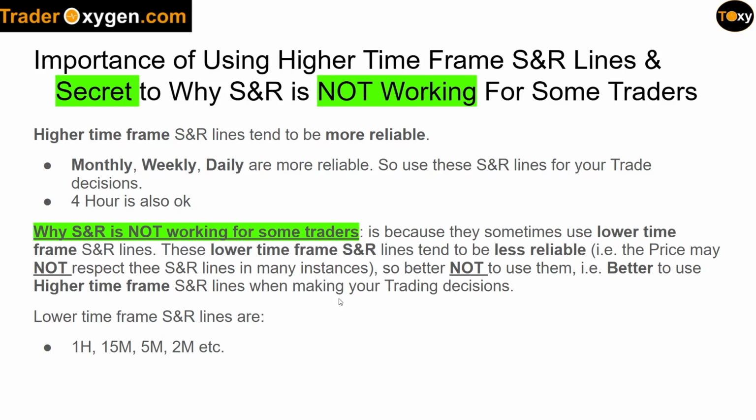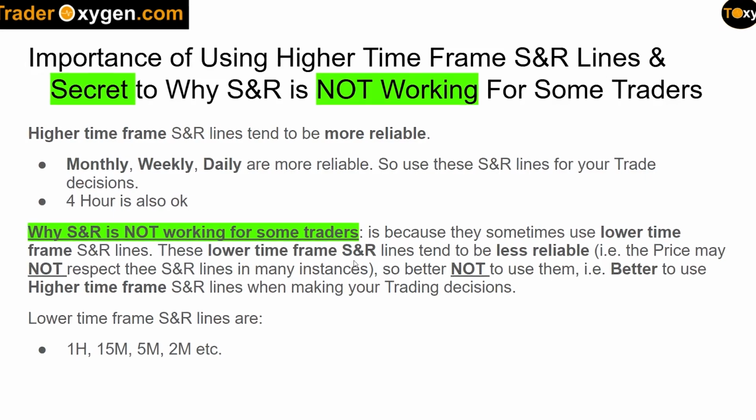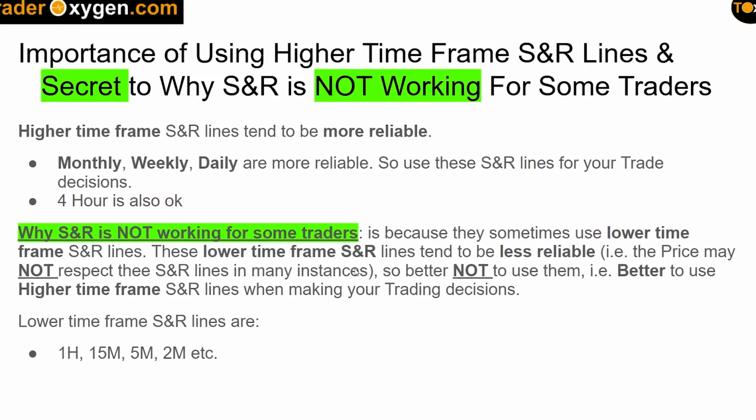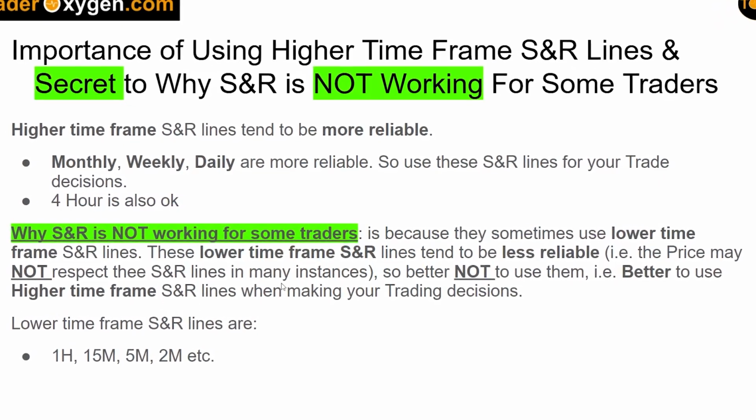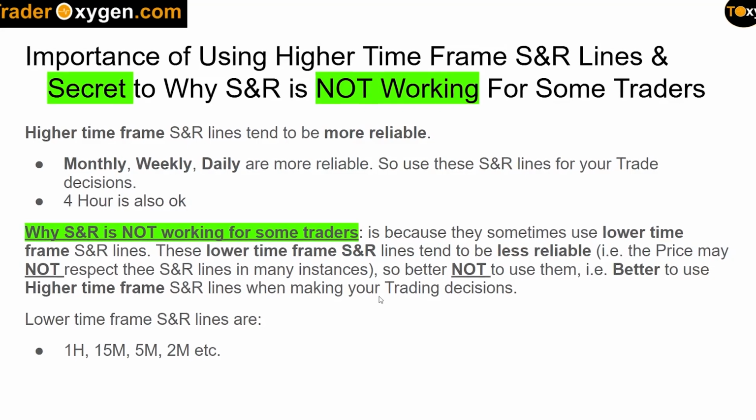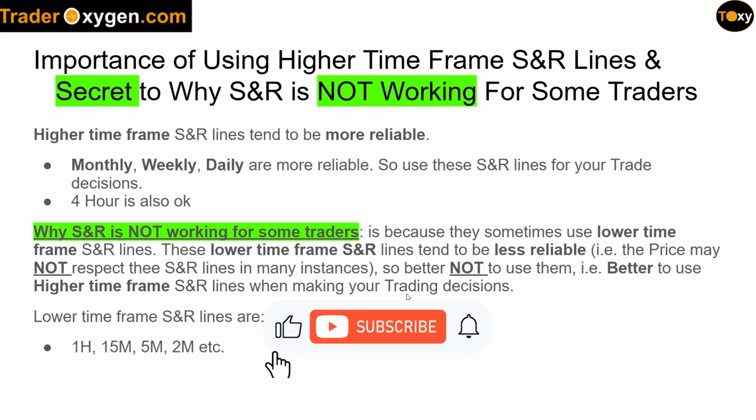So this is the secret why support and resistance is not working for some traders, because they draw them in both higher time frame and lower time frame, and they use lower time frames also for their major trade decisions. So now you know that you better use the higher time frame for major trade decisions. So let's see what's next.